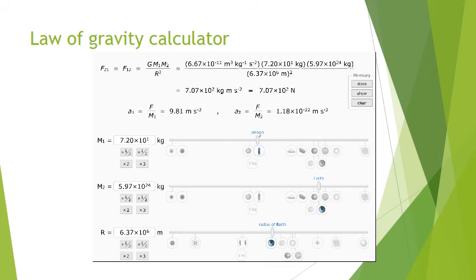What about the acceleration of the Earth due to that same force? Remember, the numerator stays the same. It's 700 newtons divided by the mass of the Earth, which is huge, 5.97 times 10 to the 24th kilograms. And therefore, the Earth experiences the same force, and yet winds up with a much smaller acceleration because it is so much more massive.